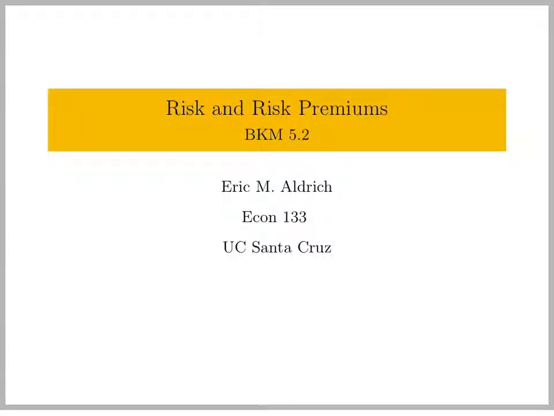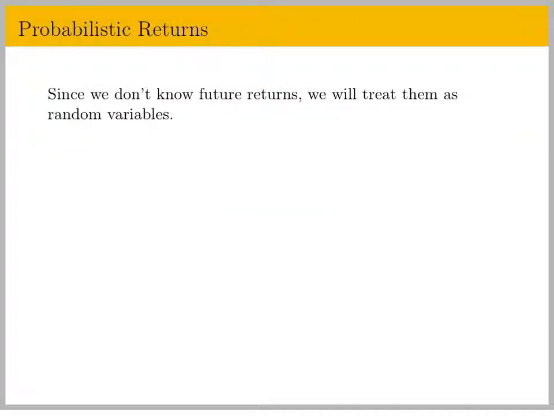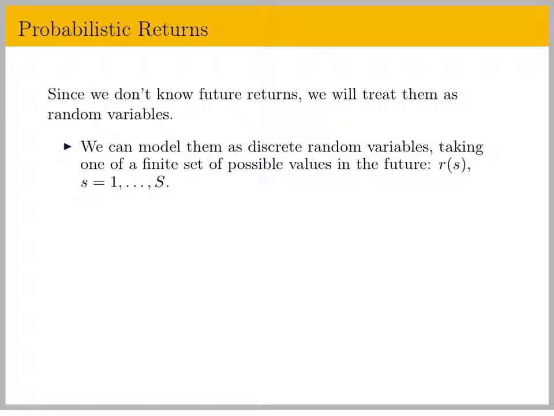In this lecture, we will apply some of the principles of probability that we've studied previously to investigate how to deal with uncertainty and risk as it relates to returns on assets. Since we don't know future returns for any particular asset, we're going to treat them as random variables. So for example, we could model returns for an asset as a discrete random variable and have the returns take on one of a finite set of values, R_s, where S counts the number of possible future states.